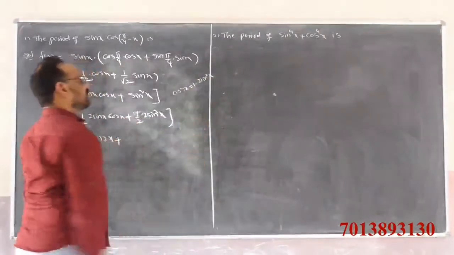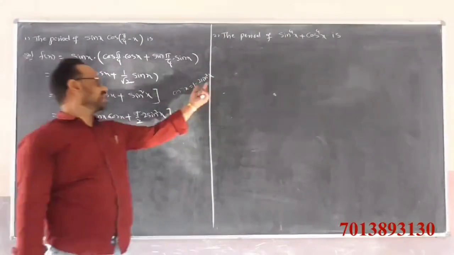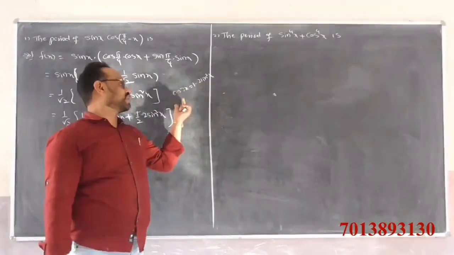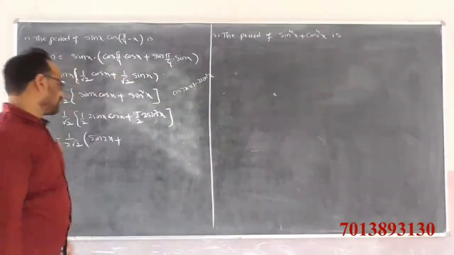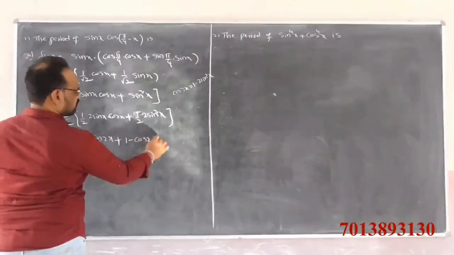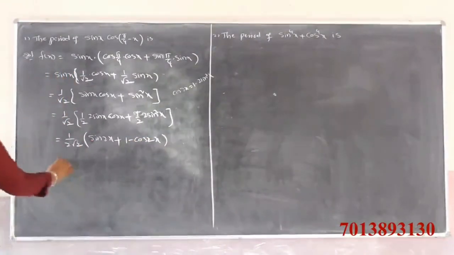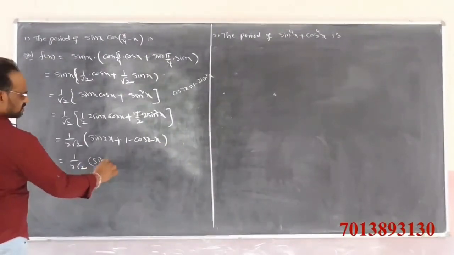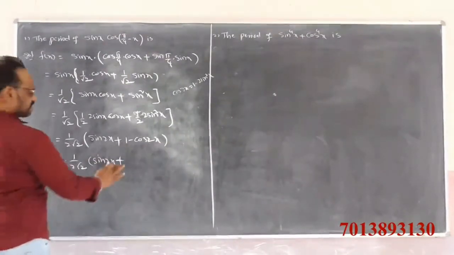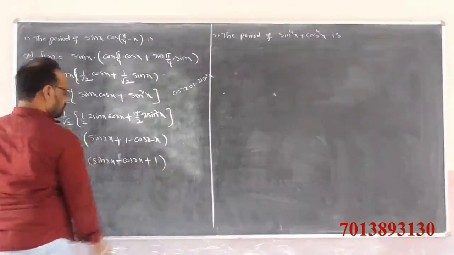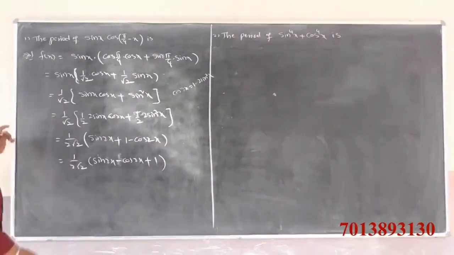If you transpose 1 minus 2 sin square x, we get a positive quantity, that is plus 2 sin square x equals 1 minus cos 2x. So this can be written as 1 minus cos 2x, that is 1 by 2 times square root of 2 into sin 2x minus cos 2x plus 1. So we want the period of f of x.